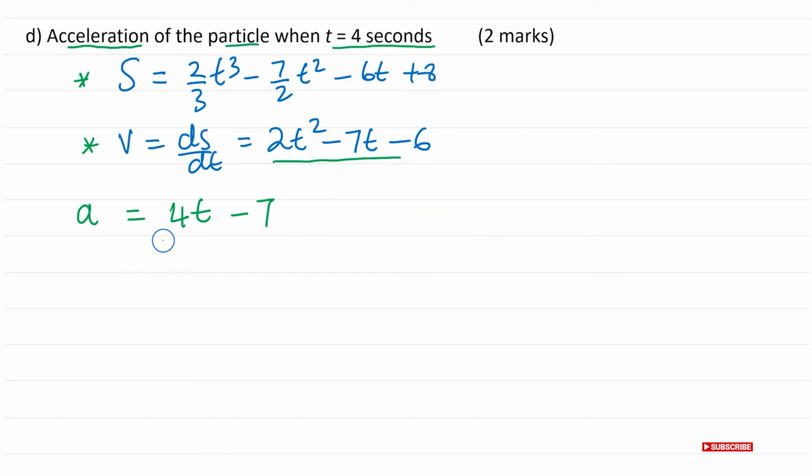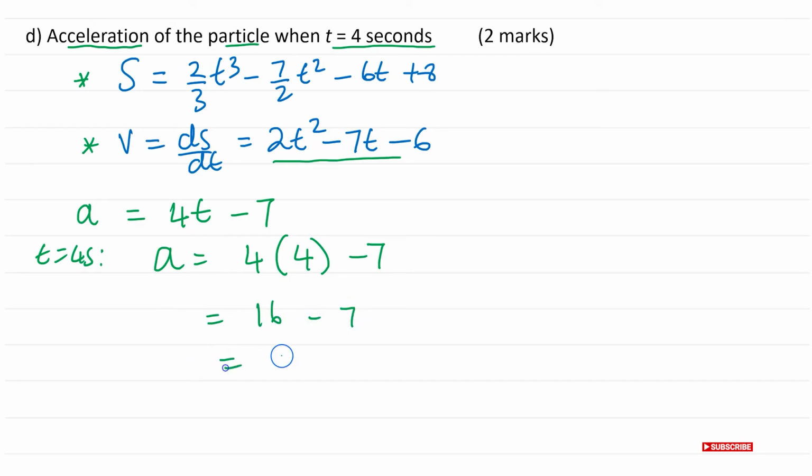Now, this is our velocity function, guys. Now, when t is equal to 4 seconds, then a is going to be equal to 4t − 7. We substitute the value of time and take away 7. So this is going to give us 16, take away 7, which is going to be equal to 9 meters per second squared. Guys, this is the end of part D.